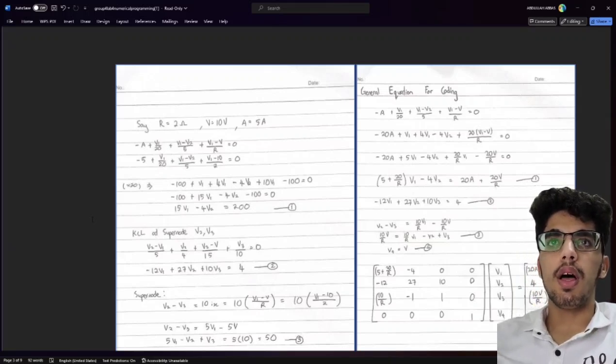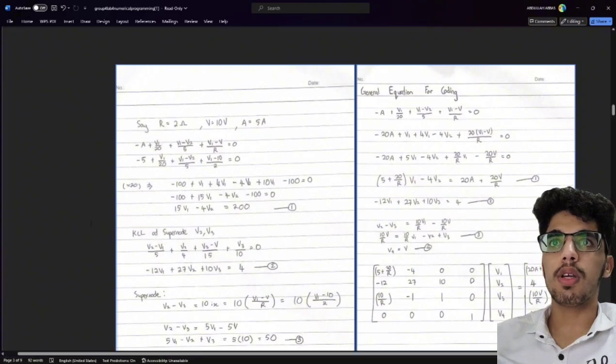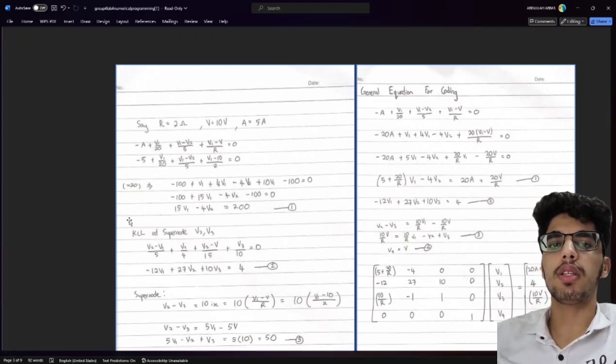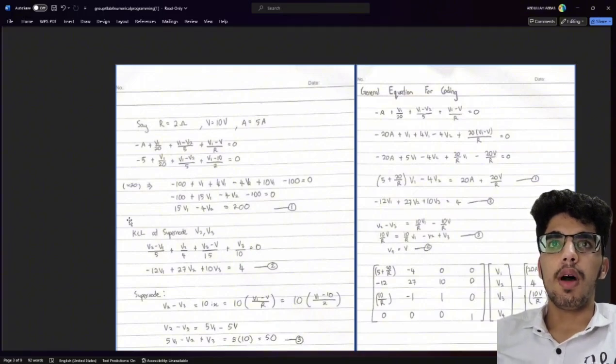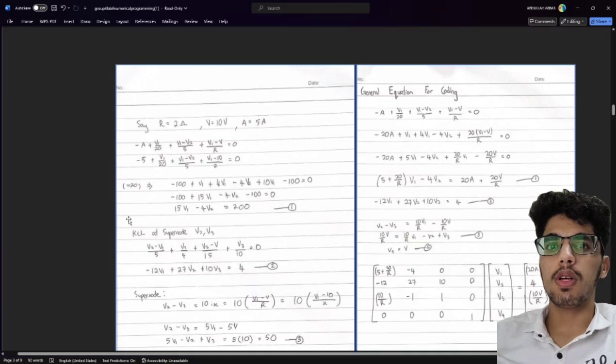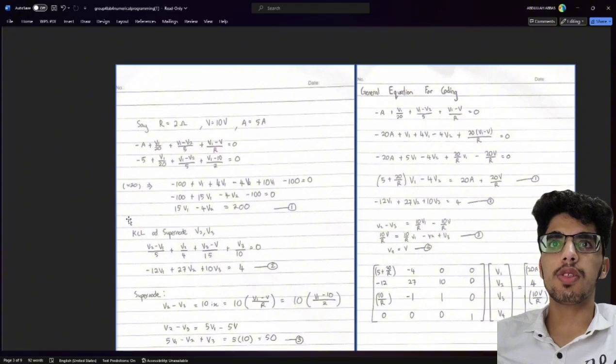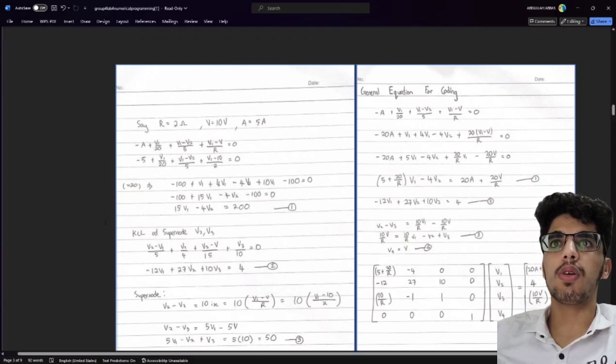Minus 100 plus V1 plus 4 V1 minus 4 V2 plus 10 V1 minus 100 equal 0. Minus 100 plus 15 V1 minus 4 V2 minus 100 equals 0. The last equation for node V1 is 15 V1 minus 4 V2 equal 200. This is equation number 1.